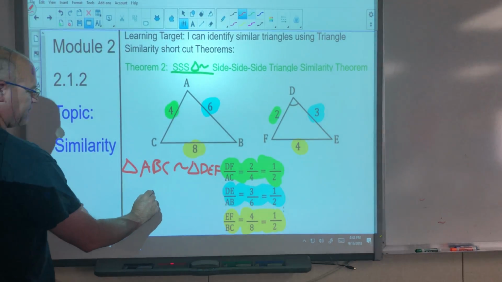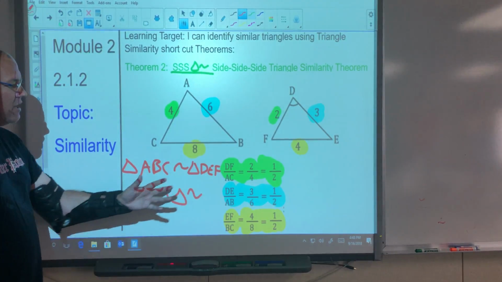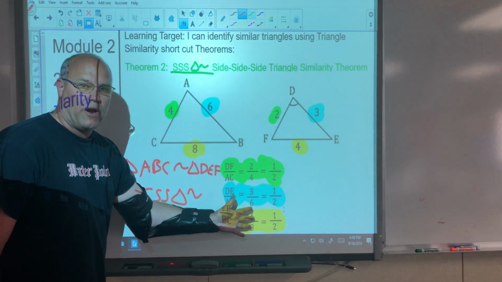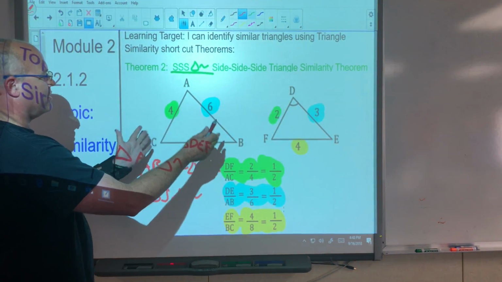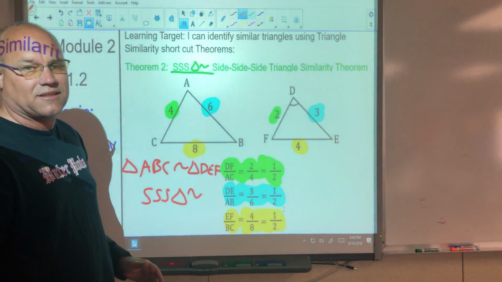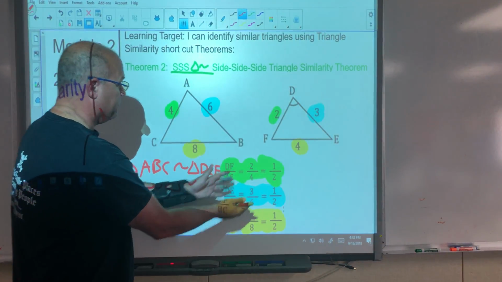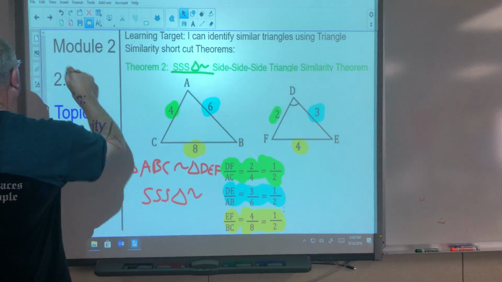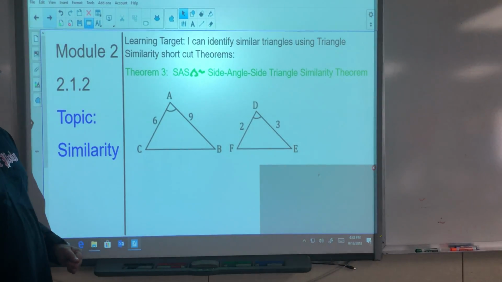The justification is side-side-side triangle similarity. Again, you must give me the ratio similarity. You must show that work. You can't just look at triangles and say, well, this gave us a side, so I think it's side-side-side. Sometimes you might be right, but you've got to justify it, you've got to prove it.